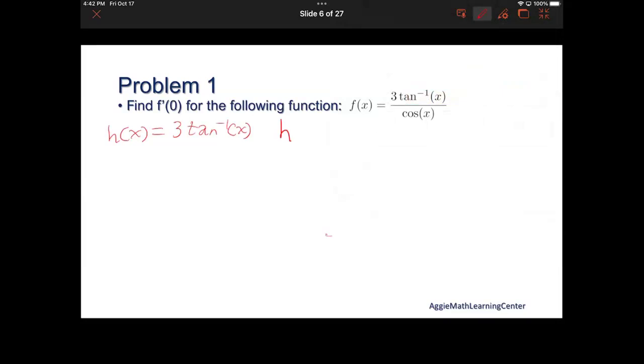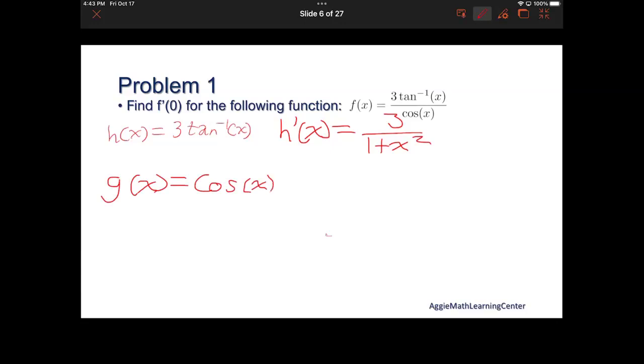So yeah, we can set h of x equal to 3 tangent inverse of x. So that means that our h prime of x is going to be equal to 3 over 1 plus x squared. And then if we set our denominator equal to g of x, and that would be cosine of x, that means that the derivative of g of x will equal negative sine of x.